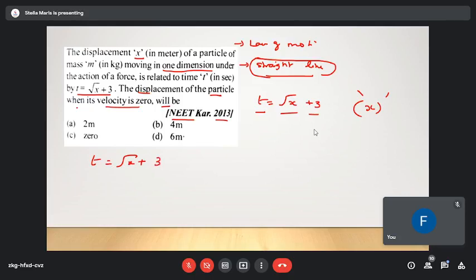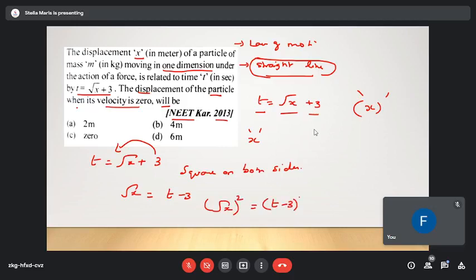Now you have to find out the value of x. So take this 3 here, so root x is equal to t minus 3. Now square on both sides. So when you square, root x the whole squared is equal to t minus 3 the whole square. The root and the square get cancelled, so x is equal to t minus 3 the whole square. Okay, so now this is your displacement equation. You understand?